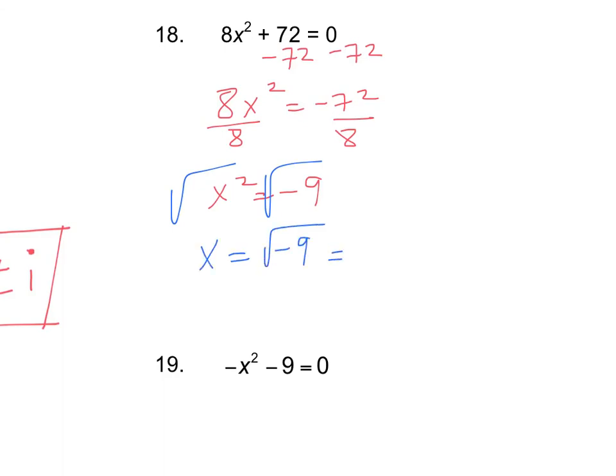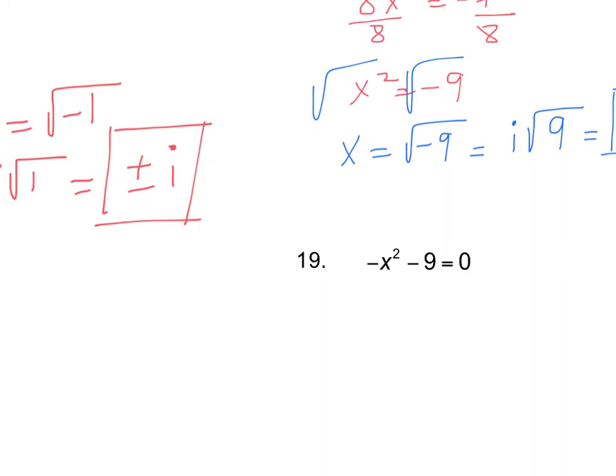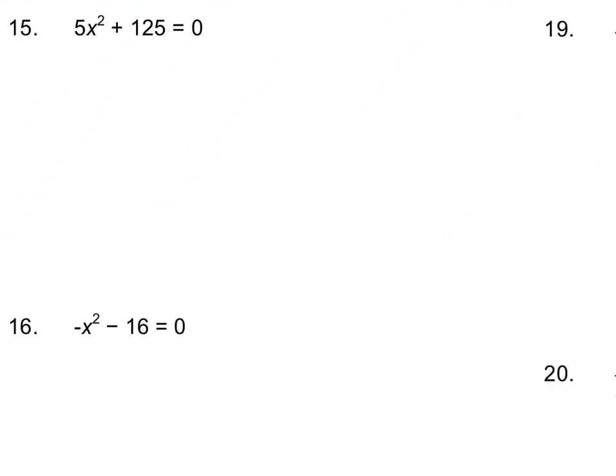And we learned how to do that. The first step is to get rid of the negative by putting an i on the outside. So i square root of 9. Now square root of 9 could be either positive 3 or negative 3. And don't forget to copy the i. Now let's try to move and do another example like number 16.